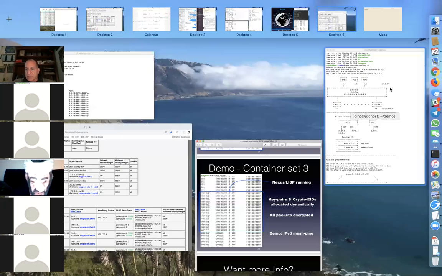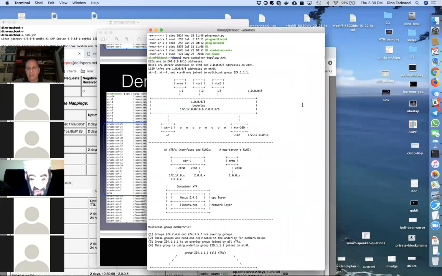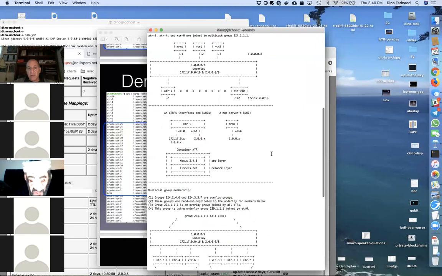Okay, so let's have a look and see. We showed this a couple meetups ago, but let's look at what these XTRs look like. They're using Docker containers, so the Docker bridge is acting as the underlay, and that's how they can all access each other physically. We have 10 of these containers, even though I show back here 25, we really have 10 running because we're doing multiple projects on this server. The way these containers are set up is they look like a regular IP node that's running the Nexus application and the Lispers.net network layer, and that they are multi-homed.